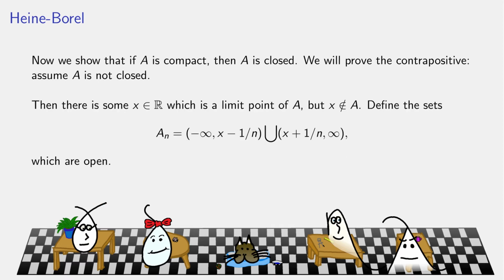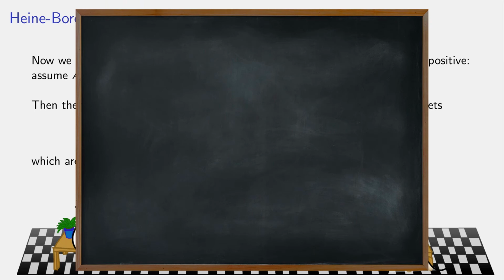So let x be this point, which is a limit point of A but is not in A. Define the sets An to be these unions of intervals from minus infinity to x minus 1 over n, and then from x plus 1 over n to infinity. Notice these are open sets. They're a union of 2 open intervals, and any union of open sets is open. So each of these An's is open. Here's basically what we are doing. We have assumed that there is, in the real number line, a point x, not in A, and it's a limit point of A.